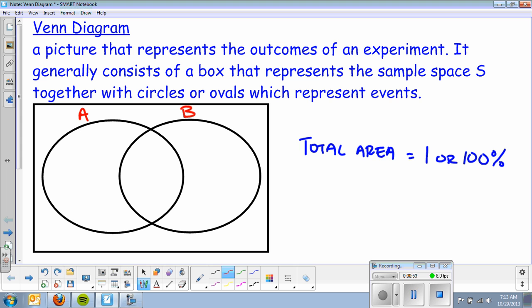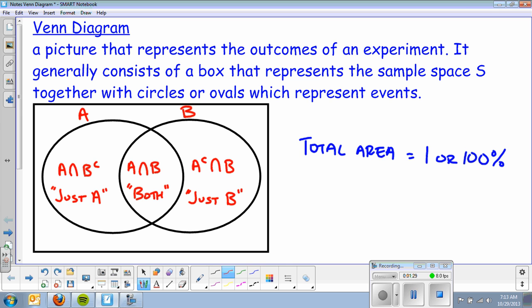Now we've got this overlap here that we're going to call A and B. That's the intersection of A and B. Now, in less mathematical terms, that just means both. Okay, on this left side here, we have A and not B. Remember that little C means not. Again, in less mathematical terms, that means just A. On the right side, we've got not A and B. In other words, just B.